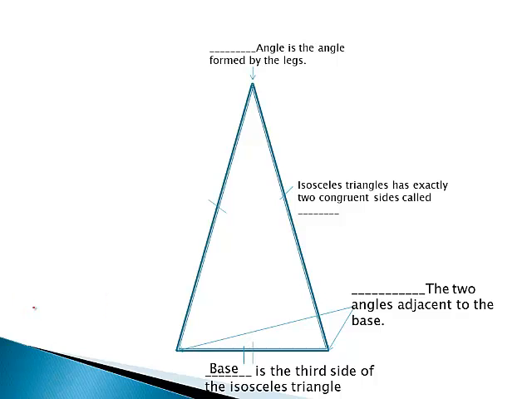What the base creates with the two congruent sides is something called base angles. And those are the two angles adjacent to the base. So these guys here would be called base angles.